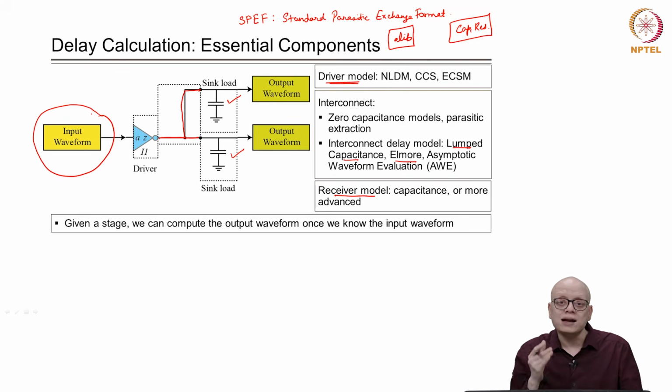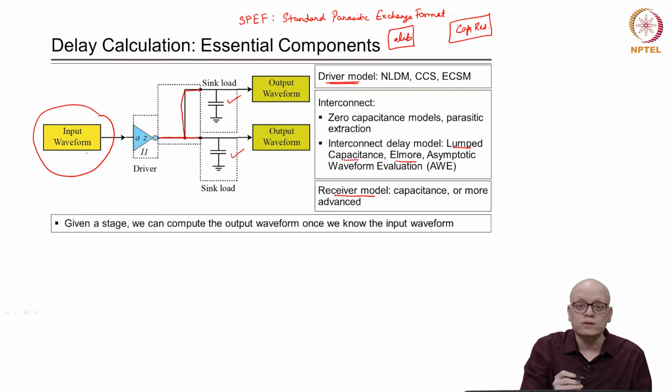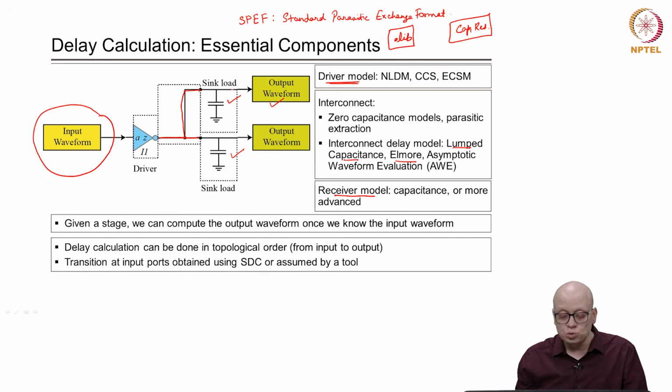So, what are the characteristics of the signal going into this stage? That is also important. Now, given a stage and the input waveform and all the information that I have mentioned, the tool can compute the output waveform at each of the sink pins, and using this output information, the tool can compute various attributes of the timing arc, such as delay, the slew and other things.